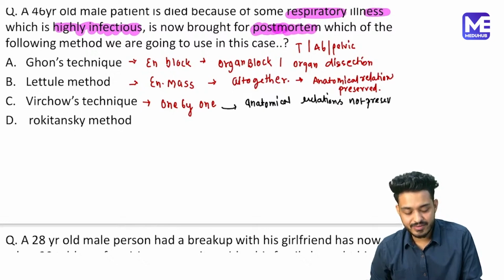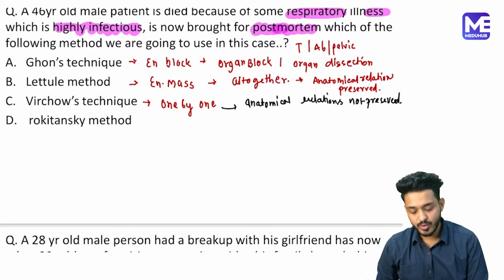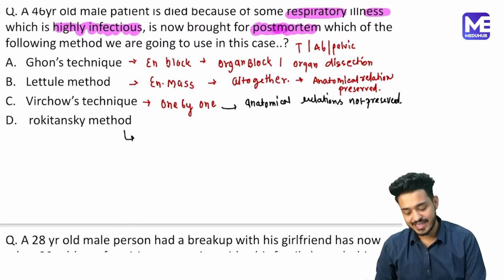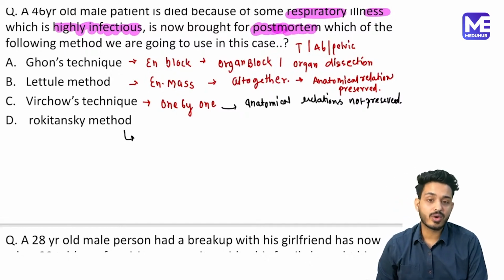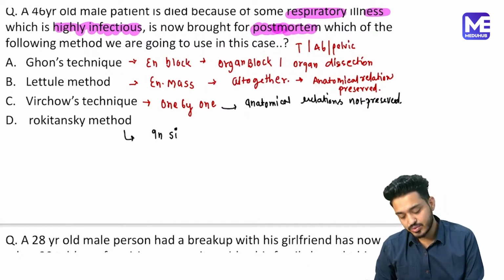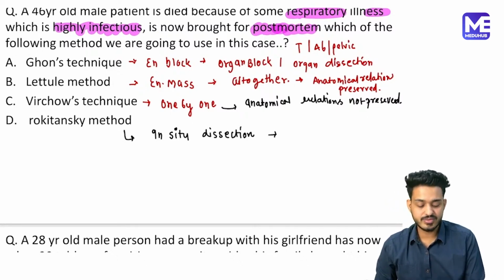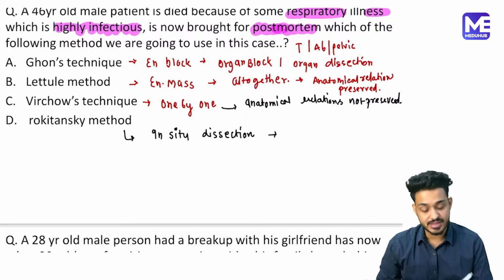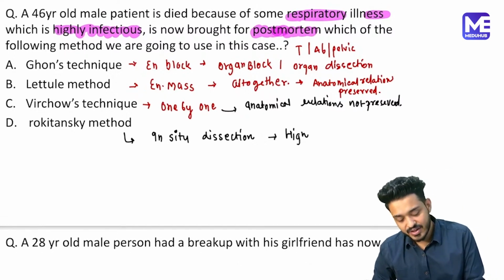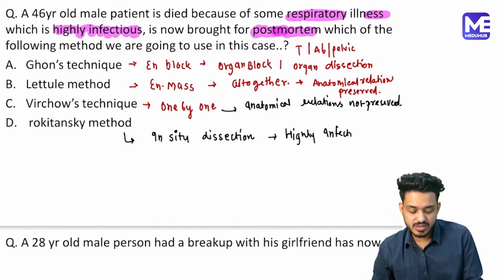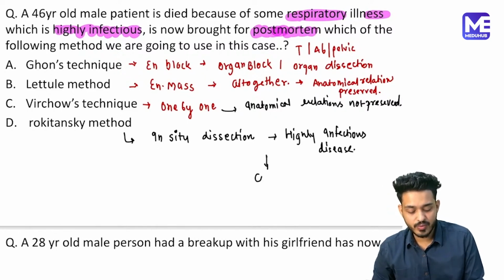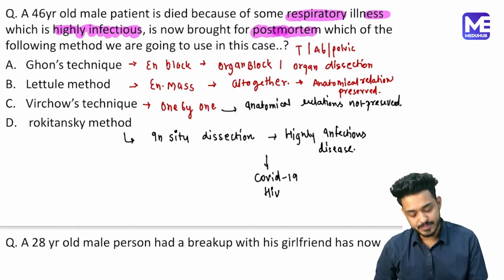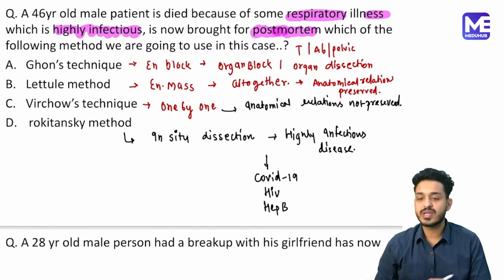And most important, that we are also doing in the COVID-19. अगर कोई भी infectious disease है, so the method that we are using is known as Rokitansky method, and this is an in situ dissection method. ये कब करना है? Whenever we are having any highly infectious disease, like we were doing this in the COVID-19, maybe the patient is of HIV or hepatitis B, right? So अगर कोई ऐसा patient है, so we are going to do what?